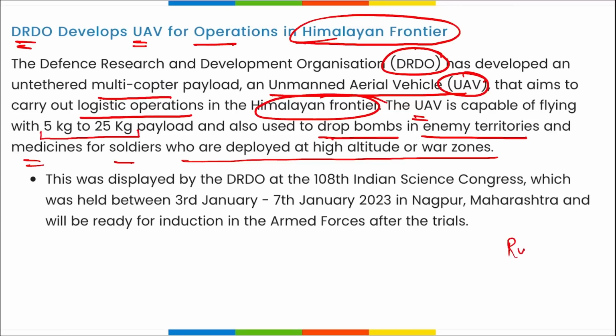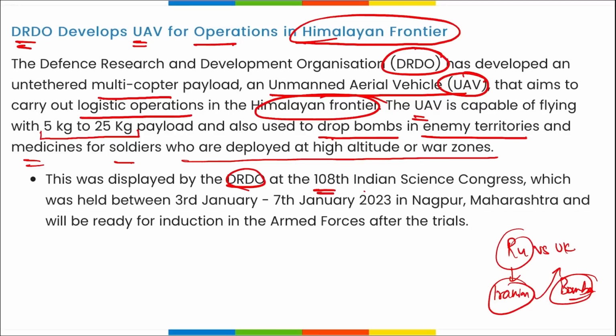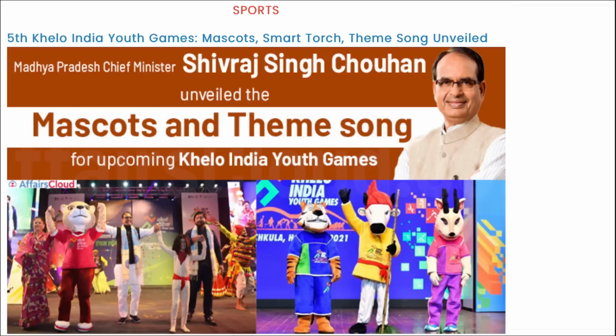Even in the case of the Russia and Ukraine war, you must have seen that Russia is using Iranian drones in order to fight the battle, and they are using them as bombers to deploy bombs in the Ukraine region. This was displayed by DRDO at the 108th Indian Science Congress, which was held between 3rd to 7th of January in Nagpur, Maharashtra. So who will be developing this UAV for operations in the Himalayan region? That is your DRDO. Next, the 5th Khelo India Youth Games mascot, Shubhankar, and theme song have been unveiled recently.